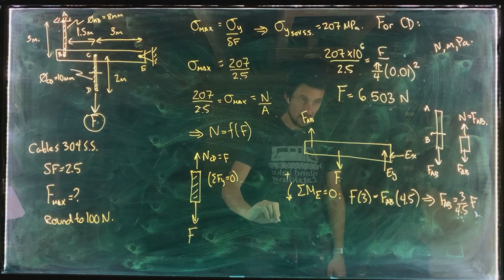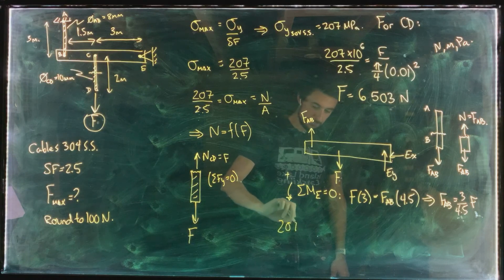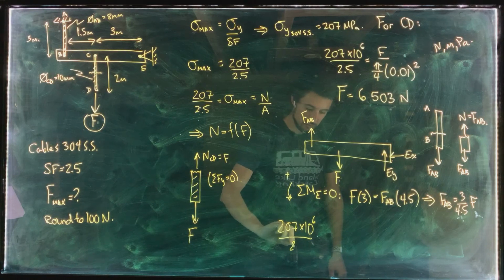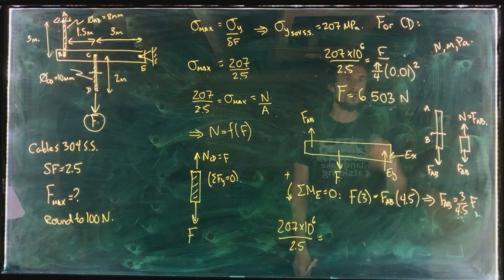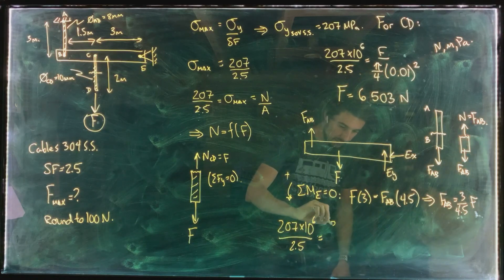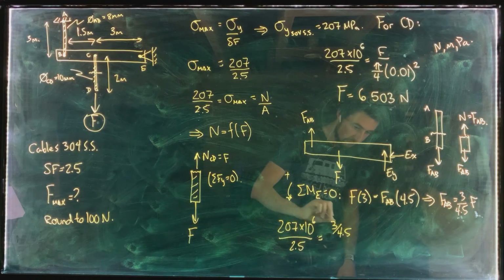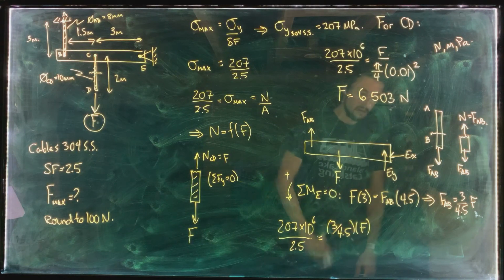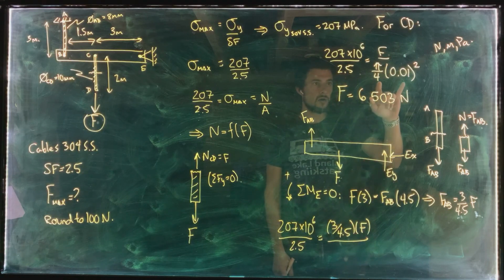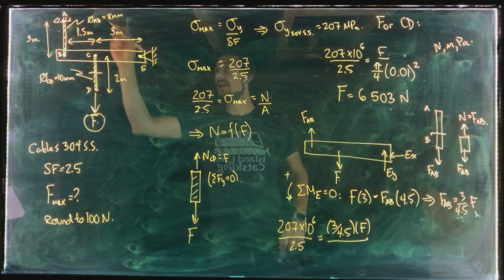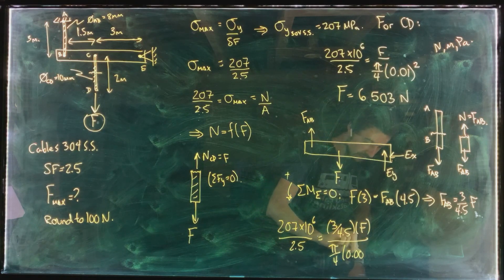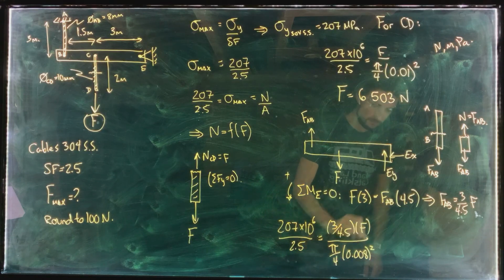So we've got 207 times 10 to the 6 divided by 2.5 is equal to our internal normal force in cable AB, which is 3 over 4.5 multiplied by our applied load F, divided by our cross-sectional area, which for this cable, it's an 8 millimeter diameter cable. So we have pi over 4 times 0.008 squared.